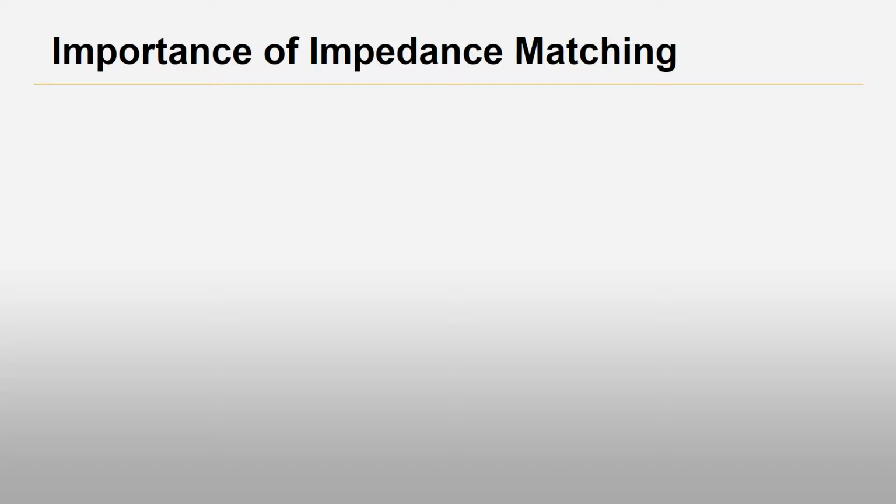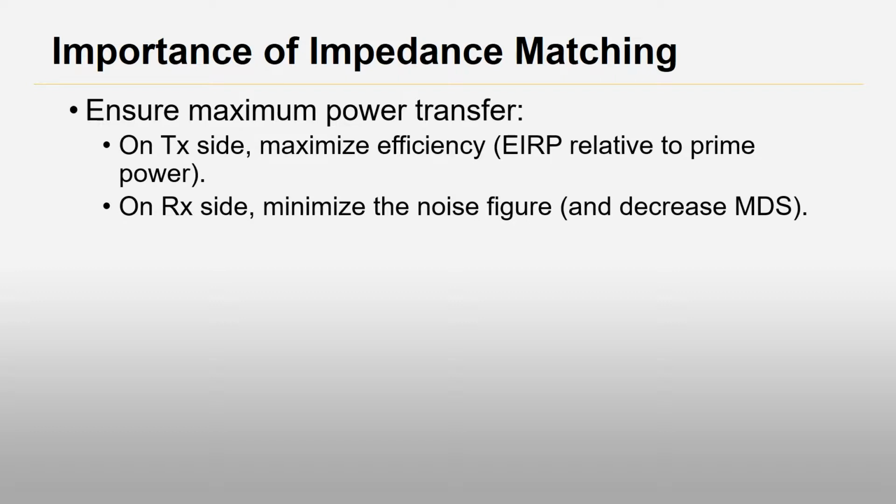Let's begin by remarking about the importance of impedance matching. One reason why we might want to do impedance matching is to ensure maximum power transfer. On the transmit side, we need to ensure maximum efficiency, basically maximum effective isotropic radiated power relative to prime power, battery power, or power we're getting from the AC grid. On the receive side, we want to minimize the noise figure and decrease the minimum detectable signal. The lower the minimum detectable signal, the more sensitive your receiver.